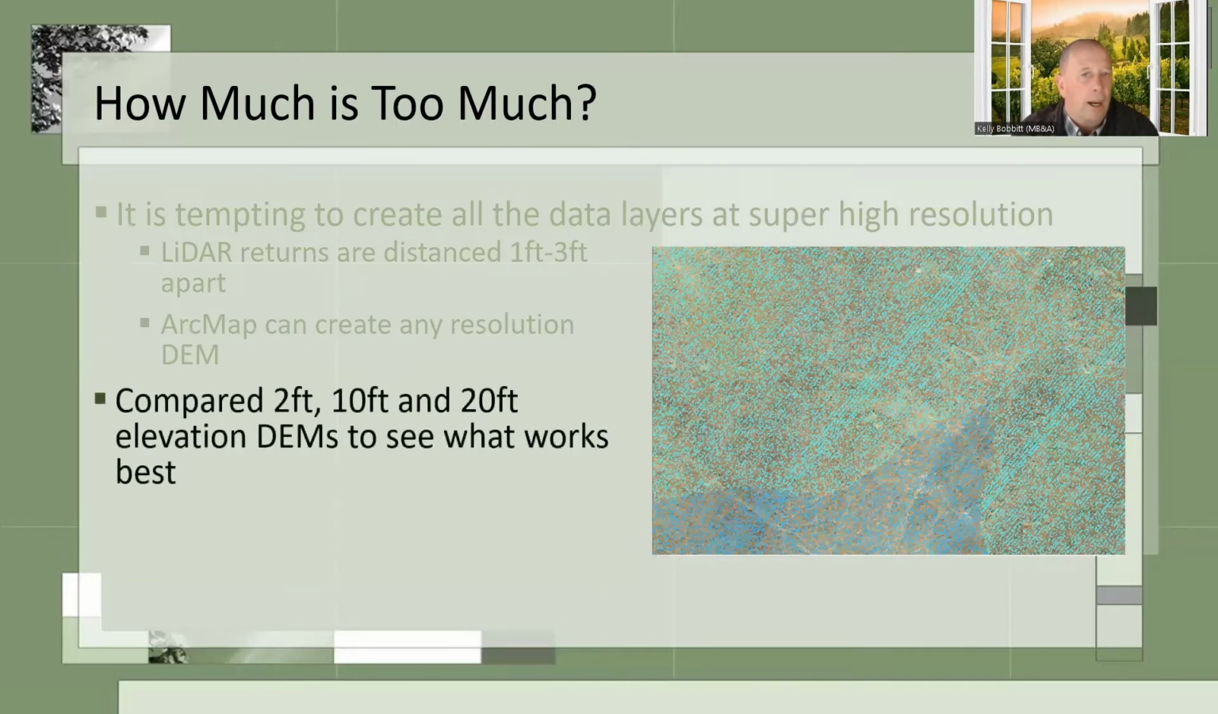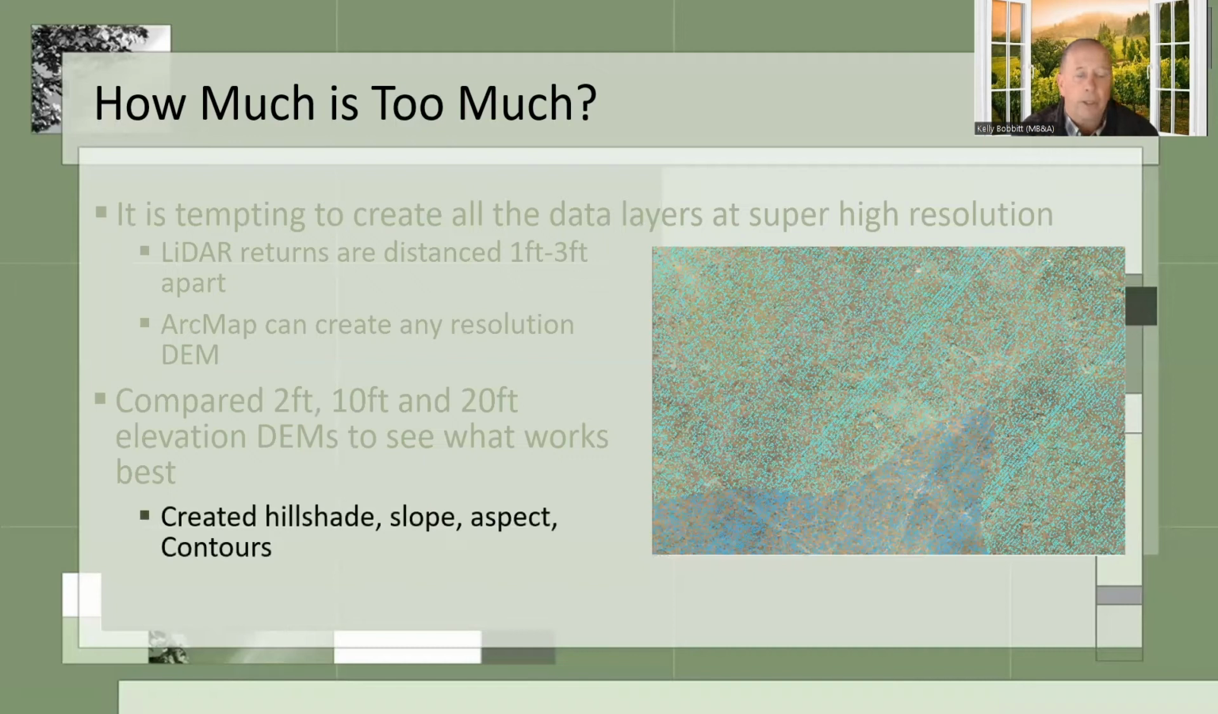So one of the first things I did, after I tried doing everything at too high resolution and realized that might not be correct for everything, was I did some comparisons of a 2-foot DEM that I created, a 10-foot, and a 20-foot DEM to see what works best for what. And again, I created my hillshades, my slope, my aspect, my contours. And here's what I came up with.